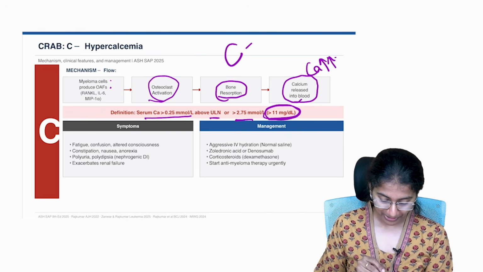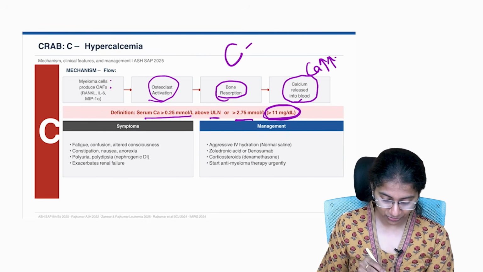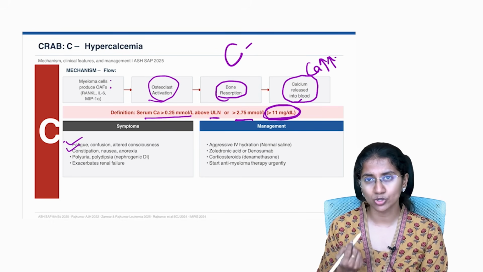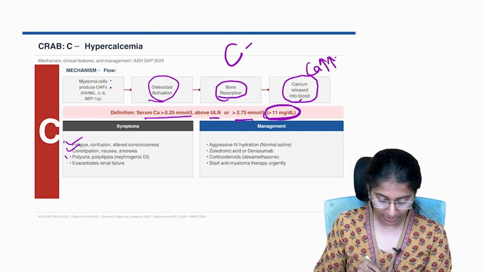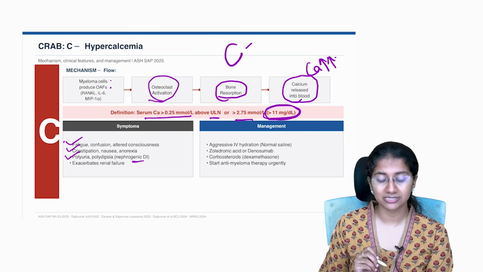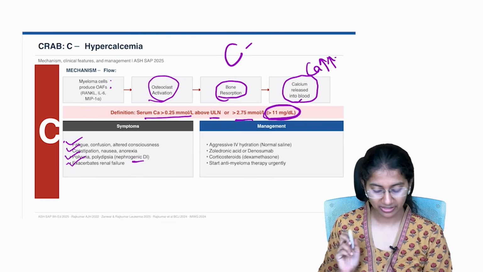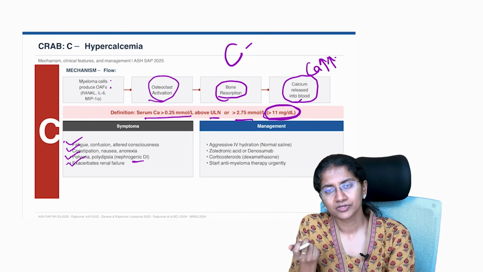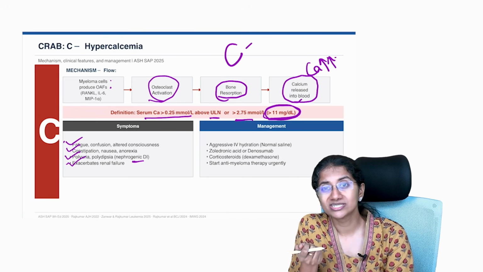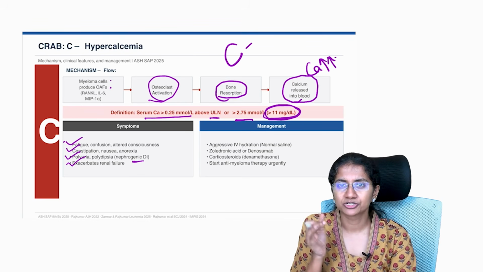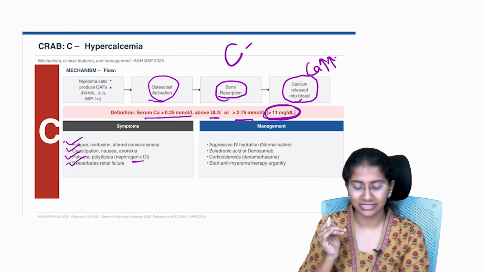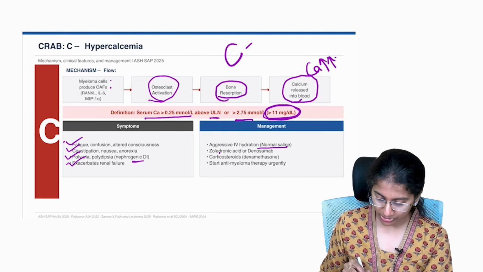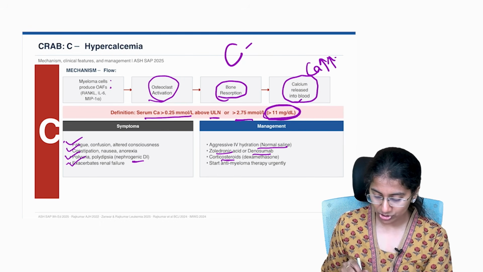What are the symptoms? The patient may have fatigue, confusion, altered consciousness, constipation, nausea and anorexia, polyuria, polydipsia because of nephrogenic diabetes insipidus, which then exacerbates the renal failure. The predominant symptoms the patient reports are fatigue, anorexia, nausea, vomiting, or some kind of constipation that is attributable to hypercalcemia. Okay, so the management is IV hydration with normal saline, zoledronic acid or denosumab, corticosteroid.